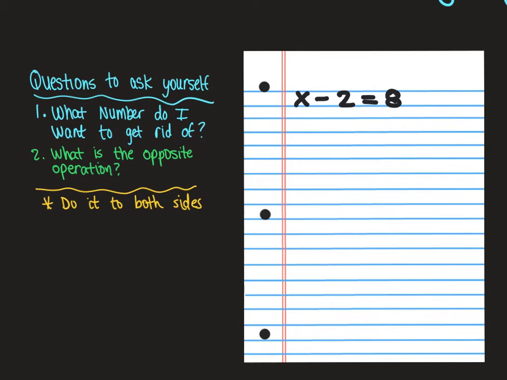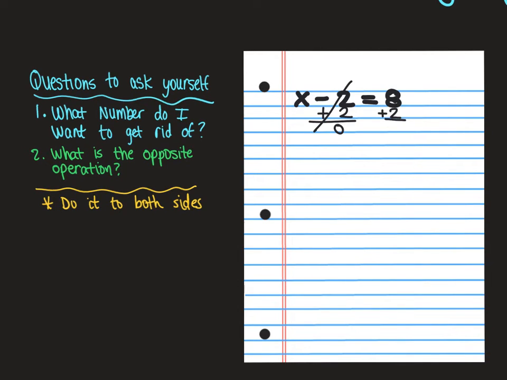What is the opposite operation? Well, right now we're subtracting. So the opposite of subtracting is to add. So I need to add 2. So if I put on the next notebook line a plus 2, my yellow note says whatever I do to one side, I have to do to both sides. So I come over here and I write a plus 2. Now, this minus 2 and this plus 2 go away. They're gone. Technically they turned into a 0, but they're gone.